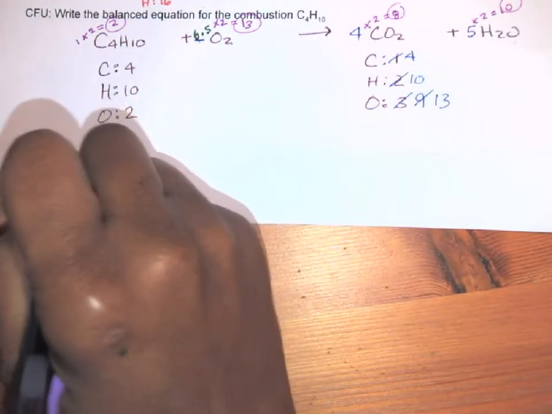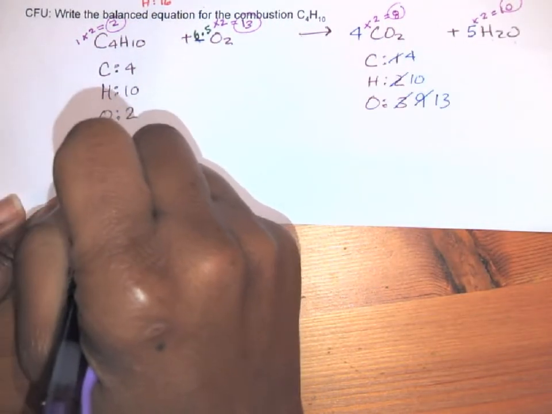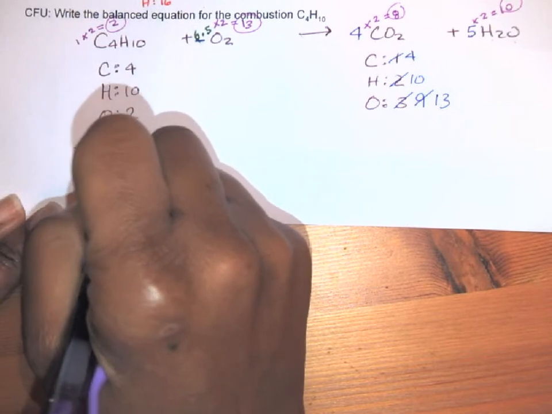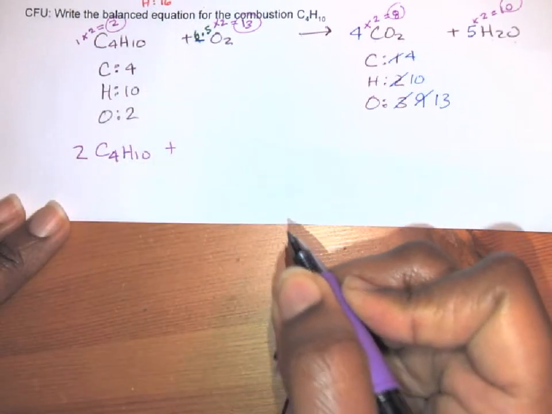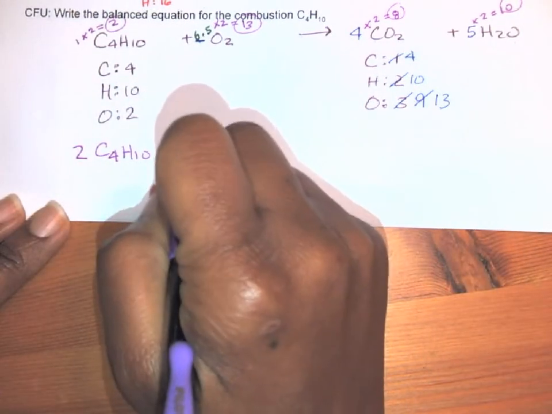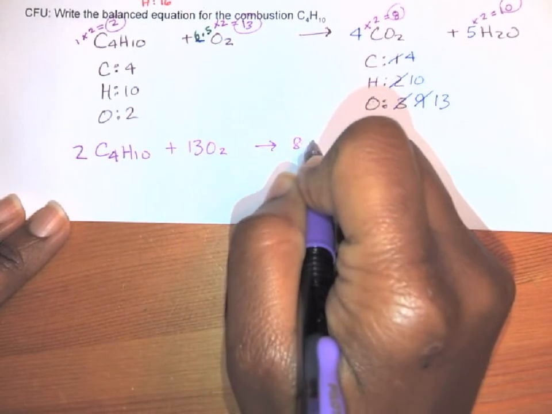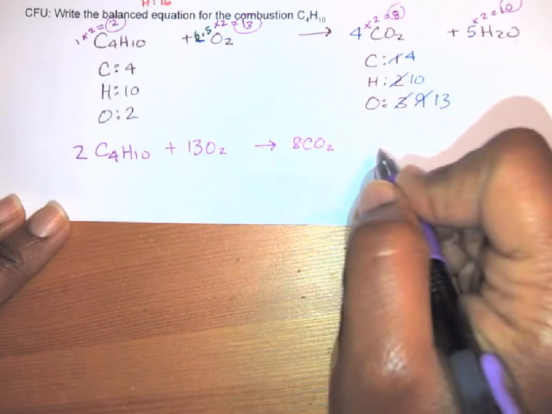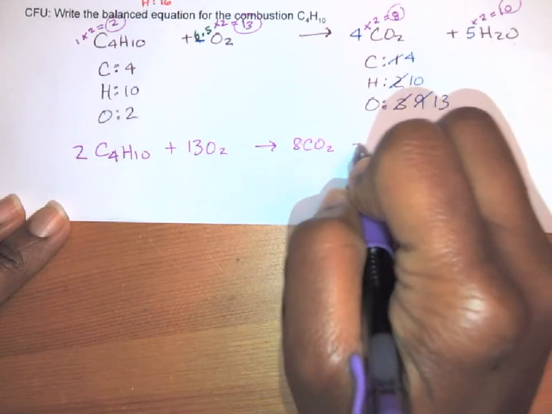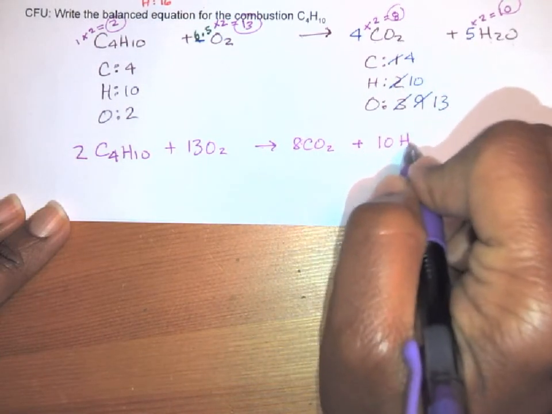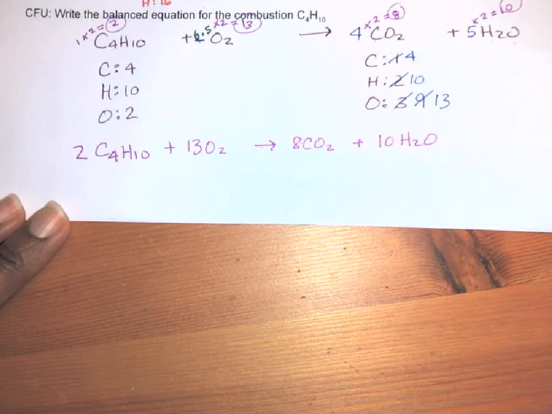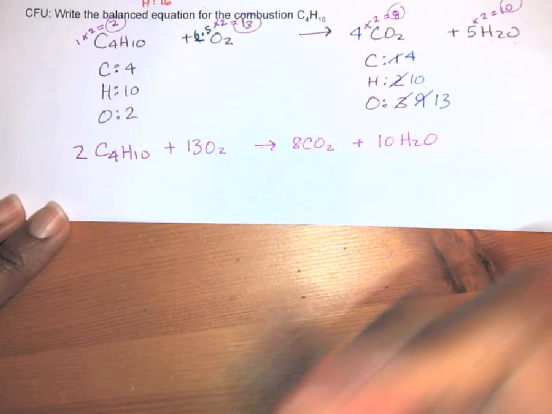So when I write this balanced equation out, I get 2C4H10 plus 13O2 goes to form 8CO2 plus 10H2O. And it's never a bad idea to just check one last time to make sure it's balanced.